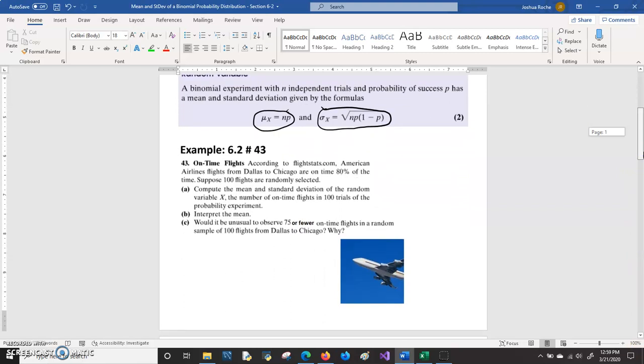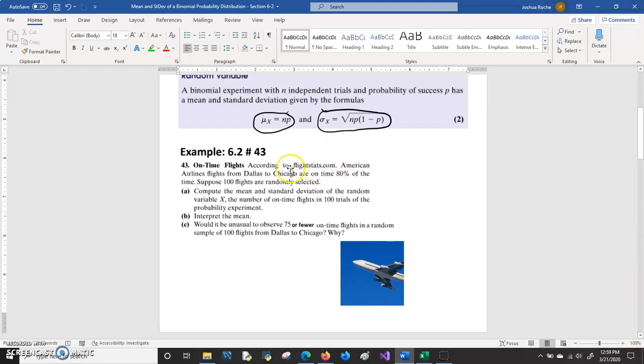And the example that we'll look at is number 43, 6.2, number 43. And according to this website, American Airlines flights from Dallas to Chicago are on time 80% of the time. And they say, suppose that 100 flights are randomly selected. So what they mean is that there is probably a big database of flights that have already happened, and from that database we'll select at random 100 flights that already took place.